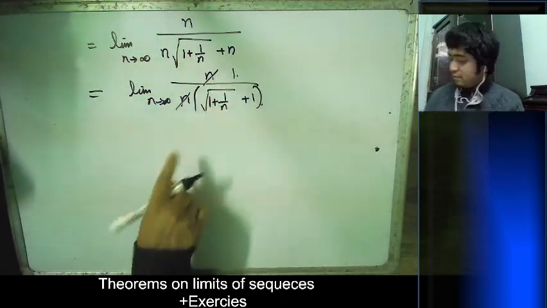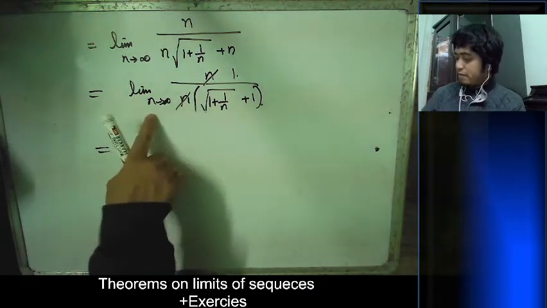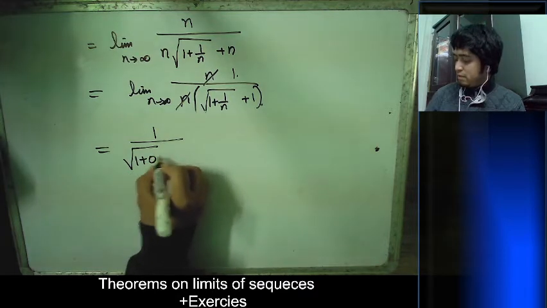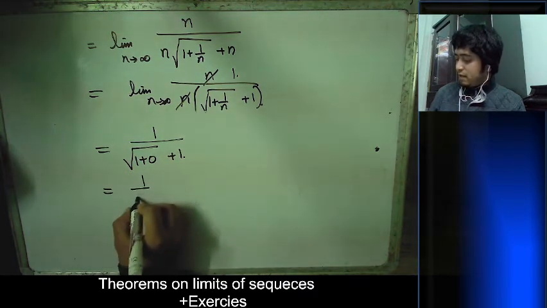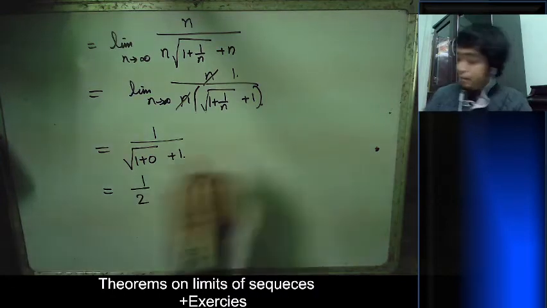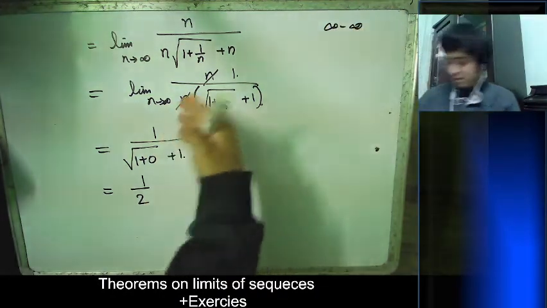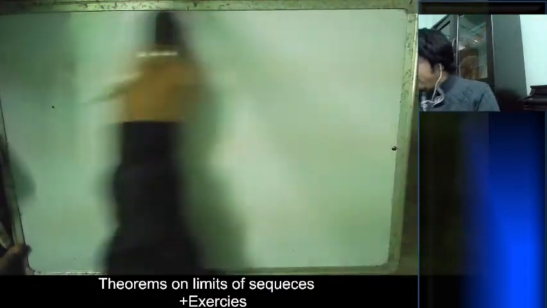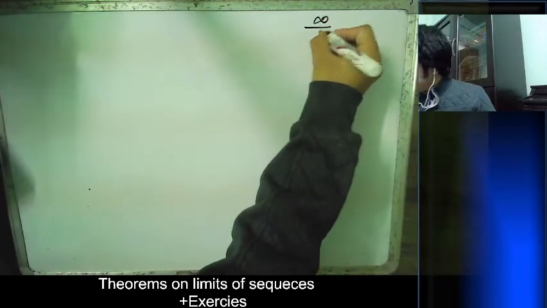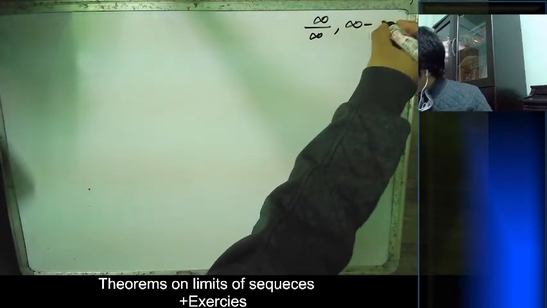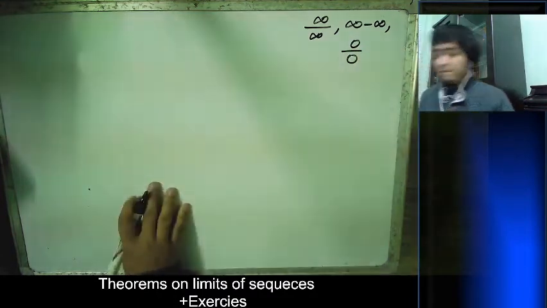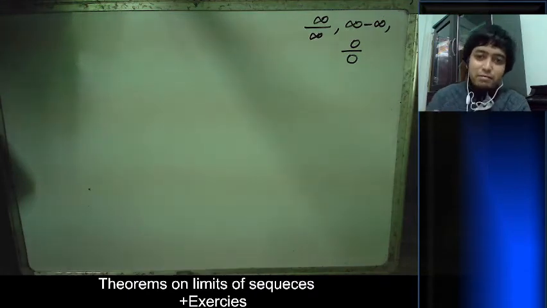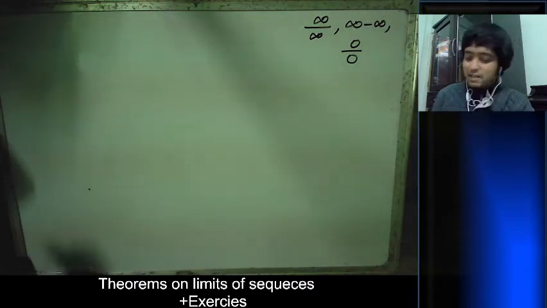So n will get cancelled. You will have 1. Now try putting n equal infinity. You will be having 1 by root of 1 plus 0, plus 1, which is 1 by 2. So before we were getting infinity minus infinity, but it turns out to be equal to 1 by 2. So be very careful about infinity minus infinity. These are the few terms that you have to be very careful about, like 0 by 0. Whenever you have something like that, just know that you have to do something else first and then calculate the limits. Okay, third one.